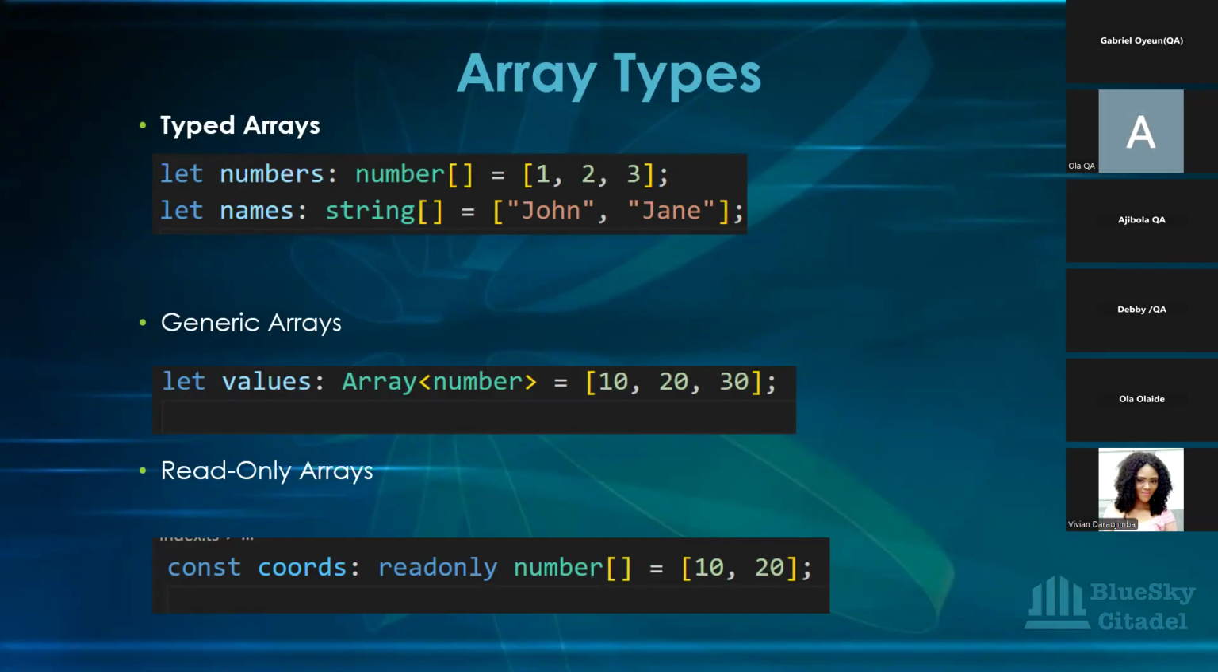So for instance, if we have ages, we can just put number brackets. If we have names, we can use string brackets. Then if we have profiles, we can use the person object with square brackets. So let's see that in action.